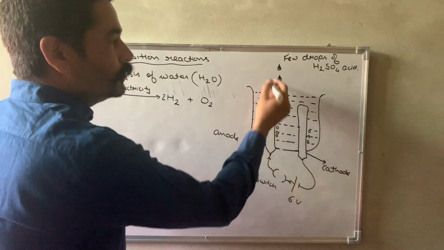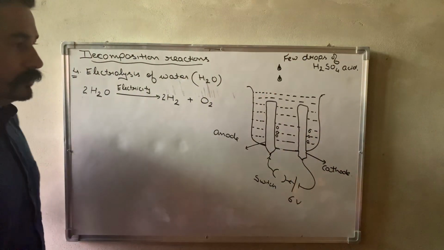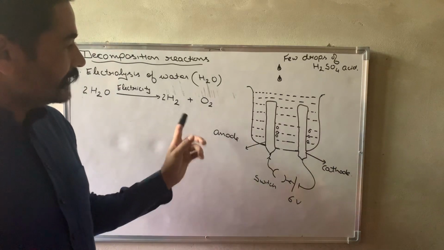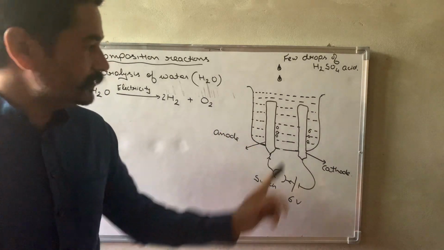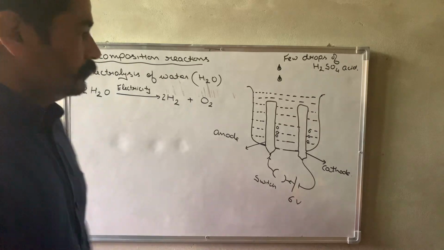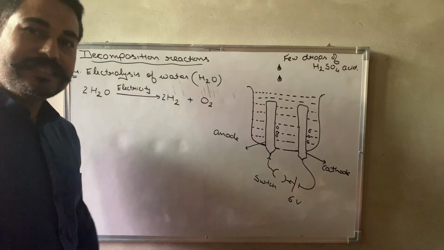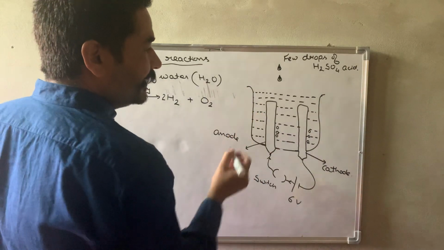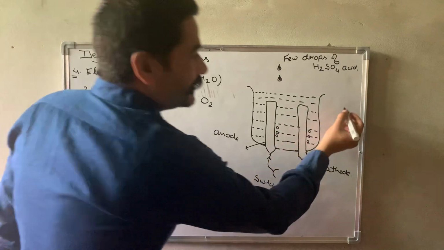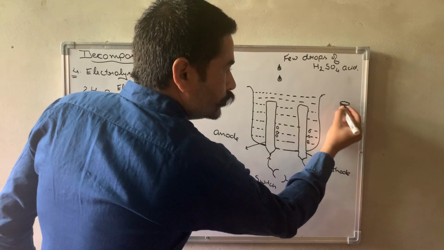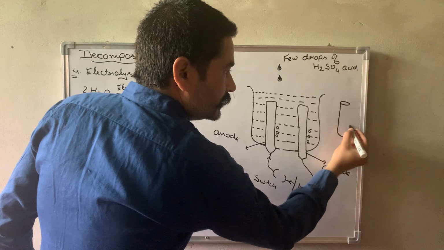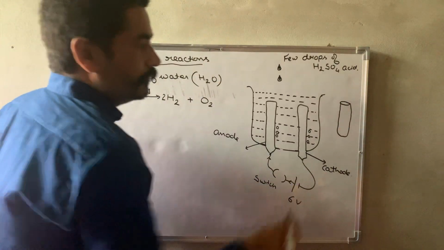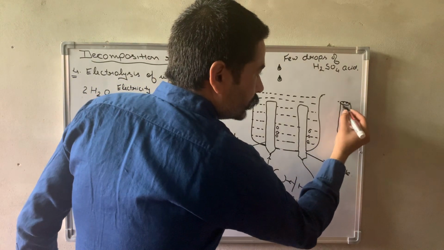But those gases are going out into the atmosphere. Then we will not come to know which gas is forming at the anode and which gas is forming at the cathode. To trap the gases so that we can test them after that, we have to make another arrangement. What you have to do: take a test tube, fill it completely with water.